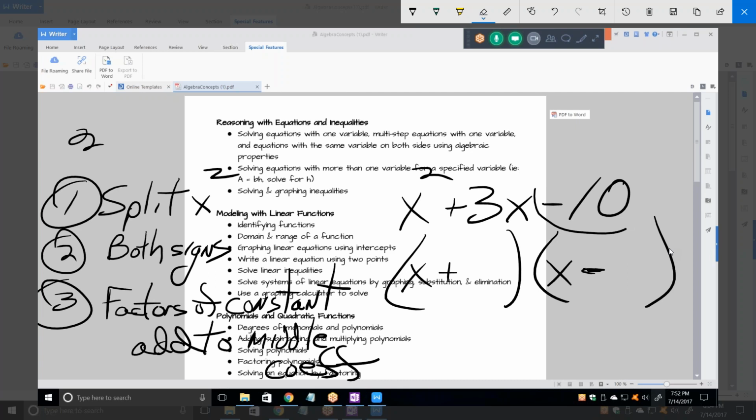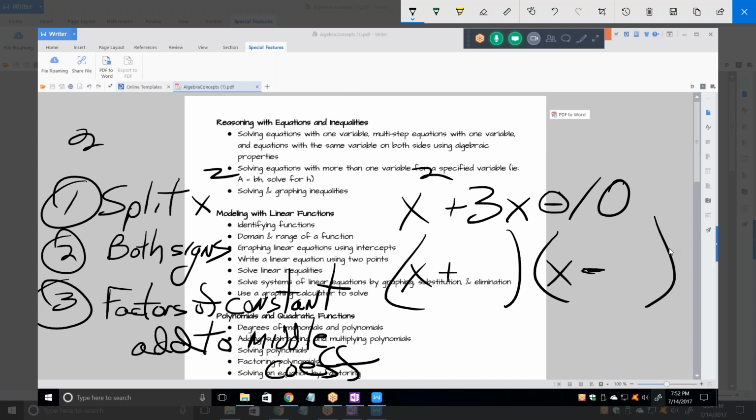So step 3 is factors of 10 that don't add to the middle coefficient, but subtract because of that negative sign. So what factors of 10 subtract to the number 3? 5 and 2. Okay, perfect.